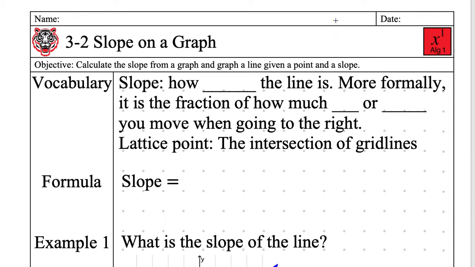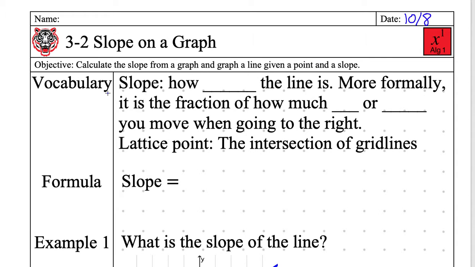Alright, today's date is Tuesday, October 8th, 10/8, and today we're doing lesson 3-2, calculating the slope from a graph and graphing a line given a point and slope. So, let's start off with some vocab.